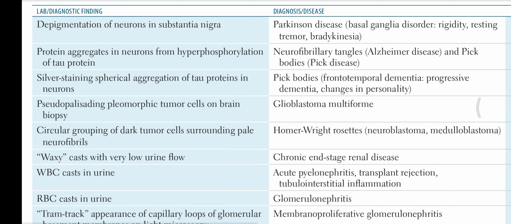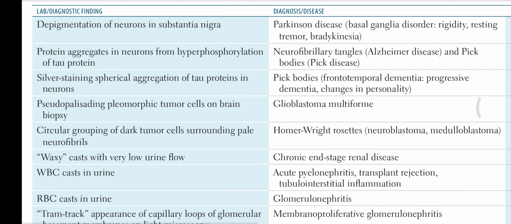Silver staining spherical aggregations of tau protein in neurons. That is Pick bodies. Frontotemporal dementia, progressive dementia, change in personality.